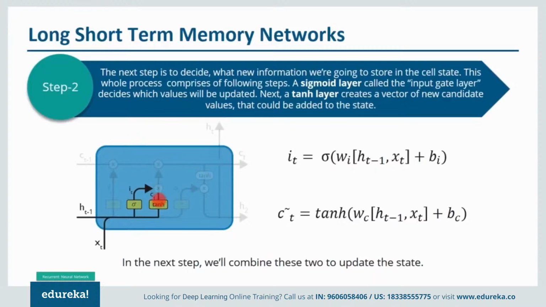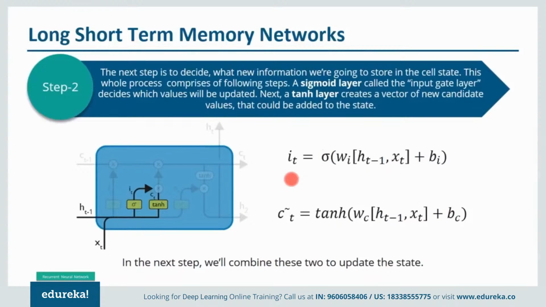Alright, so let me explain it in simpler terms. Whatever input we are getting from the previous timestamp and the new input, it will be passed through a sigmoid function which will give us i of t. And this i of t will be multiplied by c bar of t, which is the previous timestamp's output and the new input passed through a tanh. And this will be later added on to our cell state. And the next step will combine these two to update the state.